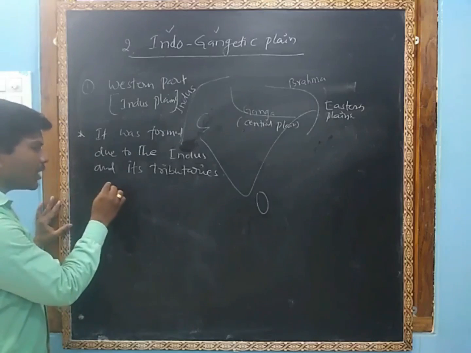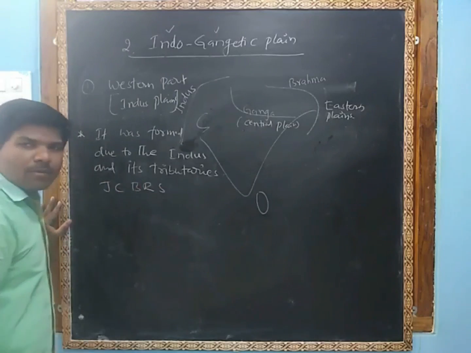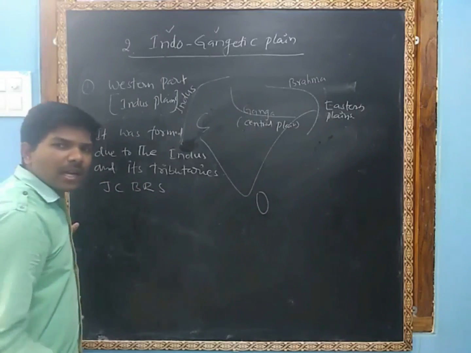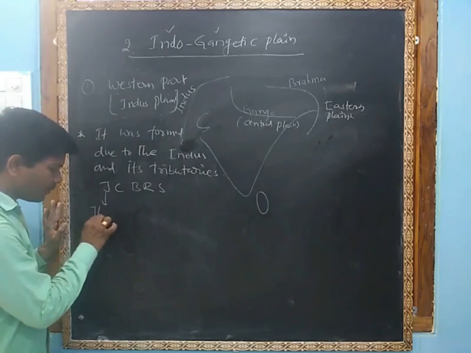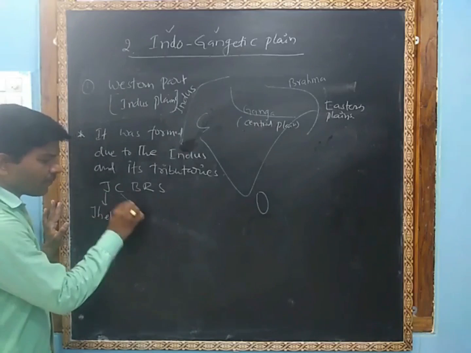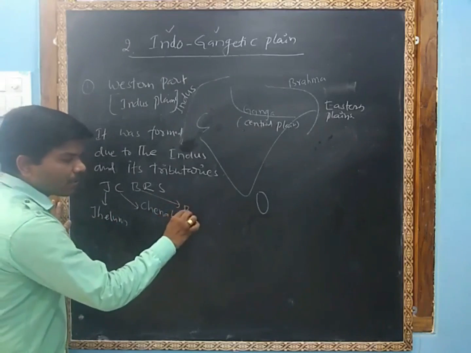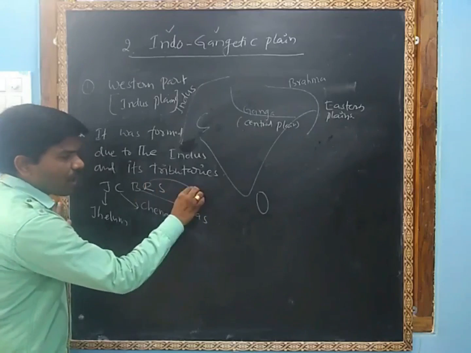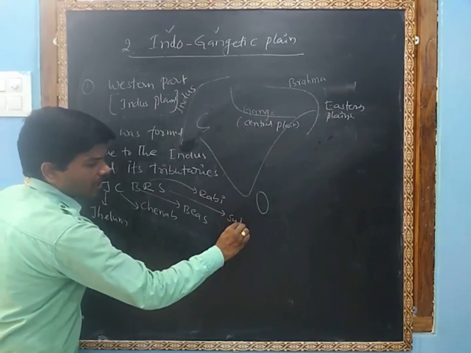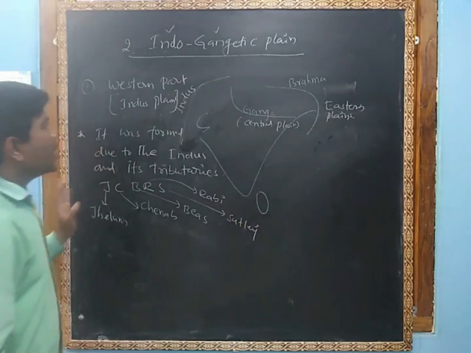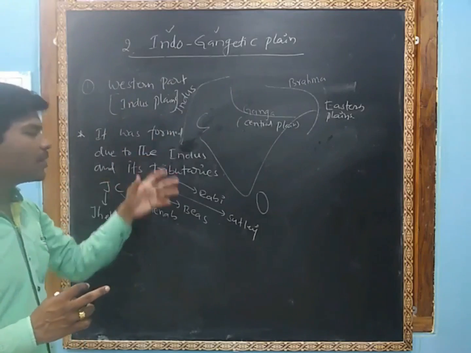What are the tributaries? The tributaries are the JC brothers, like you remember Chandana brothers, Bhammana brothers. J means Jhelum river, C means Chenab river, B means Beas river, R means Ravi river, S means Sutlej river. So the western part was formed due to the Indus river and its tributaries.